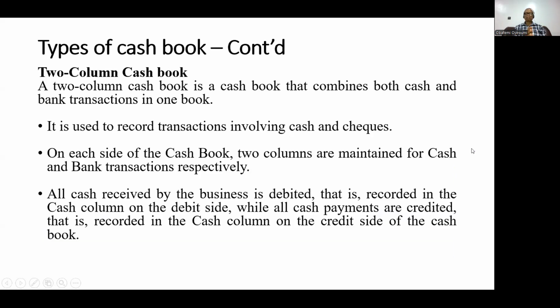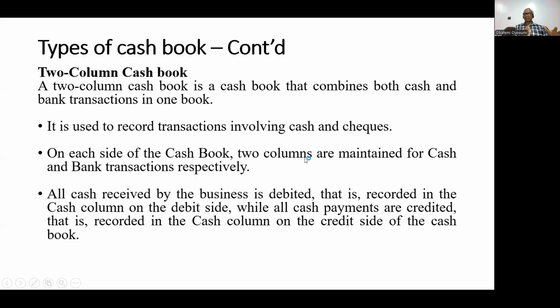Okay, so let's go to the second one, the two column cash book. The two column cash book is a cash book that combines both cash and bank transactions in one book. So it is used to record transactions involving cash and checks. When you talk about checks, you know that it goes straight into your bank column, and when we talk about cash, you post it into the cash column. On each side of the cash book, two columns are maintained.